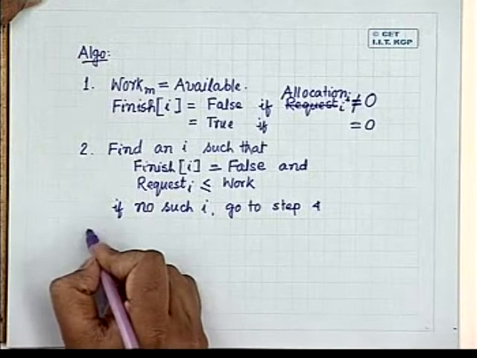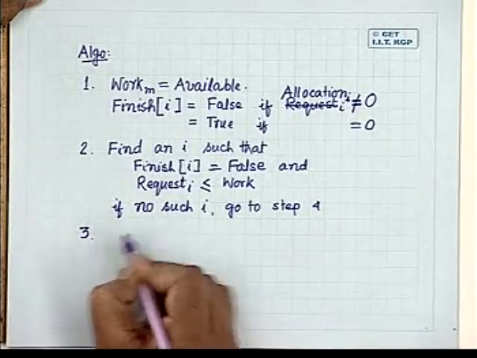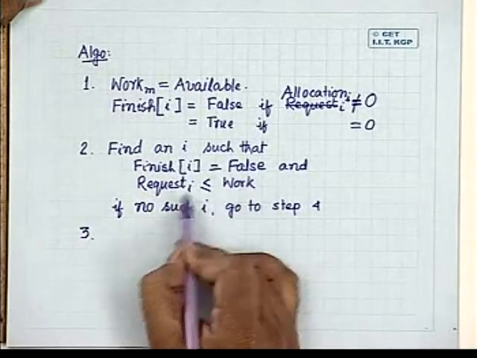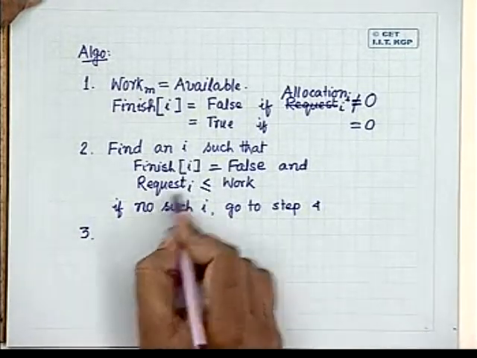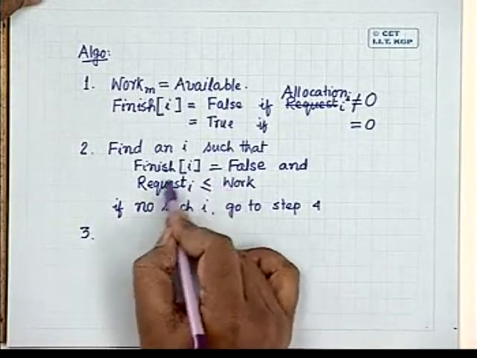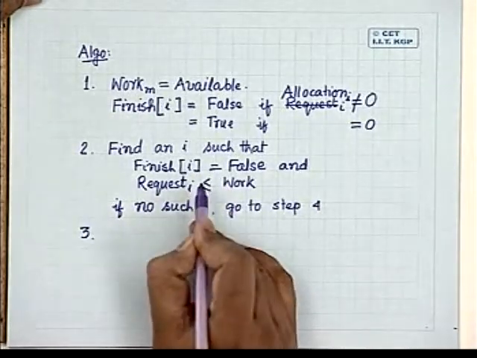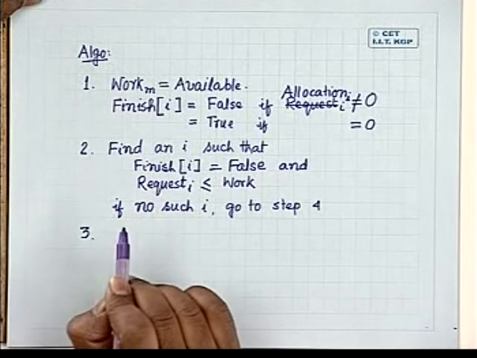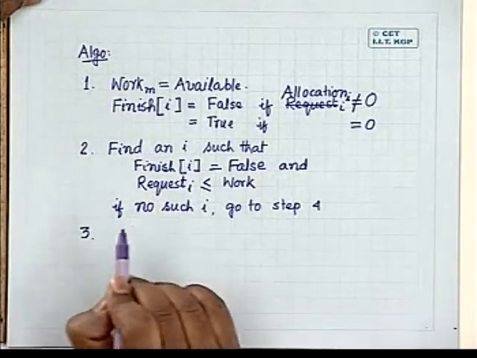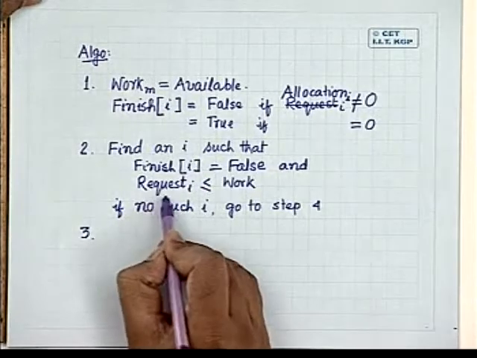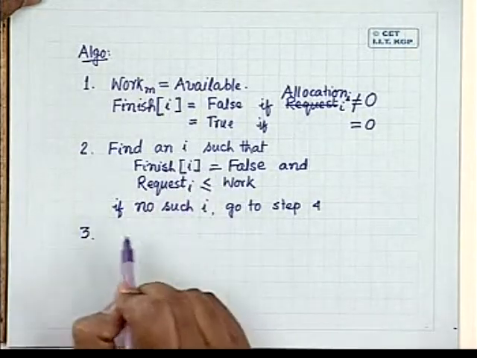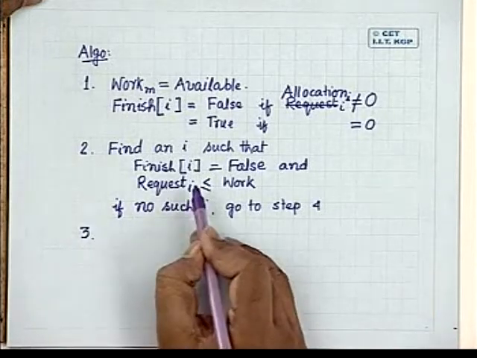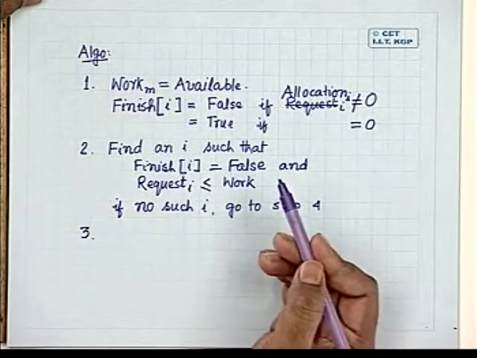If there is such an i for which finish[i] equals false and request[i] is less than or equal to work, what we do is we assume that the process Pi will be able to complete its execution with the help of these requested resources. Here we take an optimistic assumption that the process will not put any further request in future.